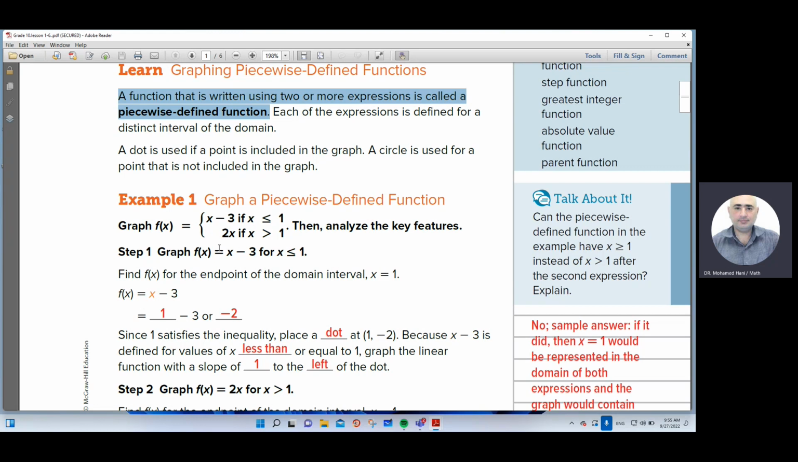As you see, this function has two expressions. When the function has more than one expression, what is the name of this function? Piecewise defined function. If the function includes more than one expression, the name of this function is piecewise defined function.